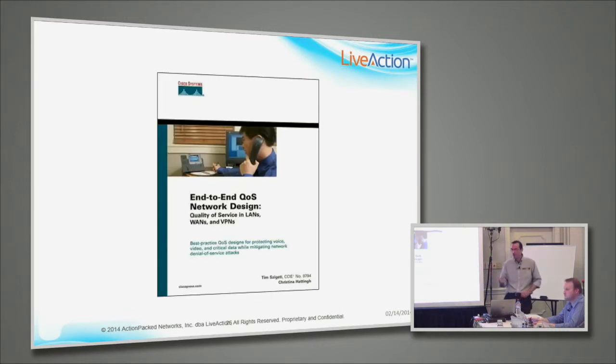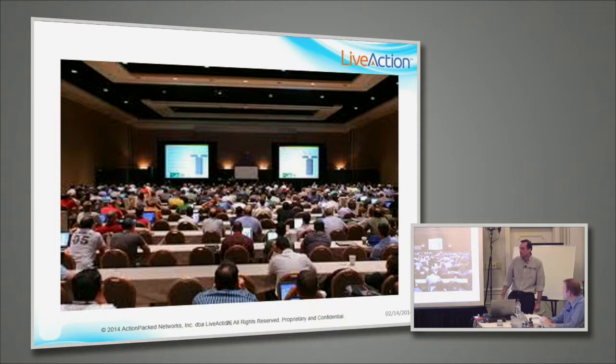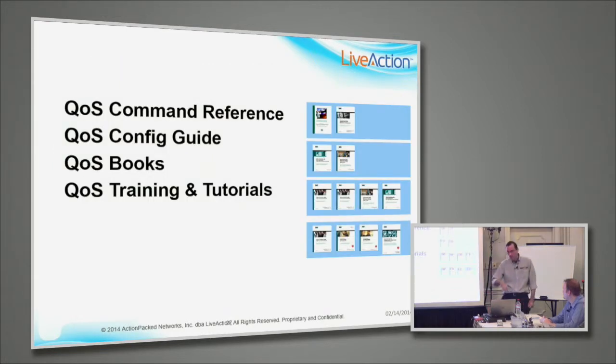Tim wrote the book End-to-End QoS. It's a very massive body of work on how to do QoS on the enterprise, WAN, campus, and trying to absorb all that information is somewhat difficult. But in 2006, when we went to the QoS class, it looked like this. There were hundreds of people that wanted to do quality of service, and we went through the class. During the session, you learn that you're going to have to learn the QoS command reference manual, the config guide, read all these other books, and do training and tutorials.